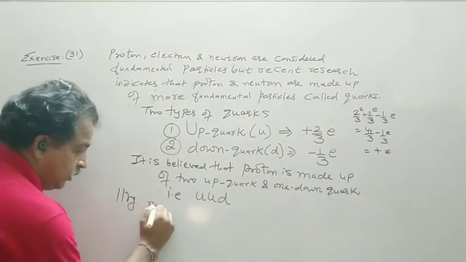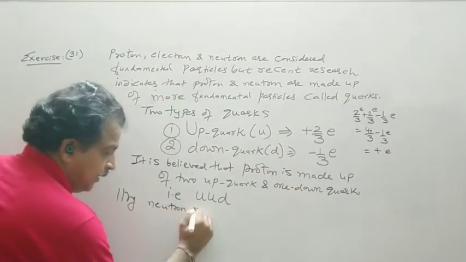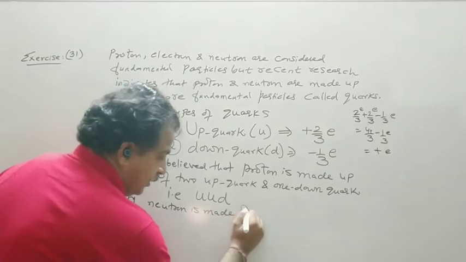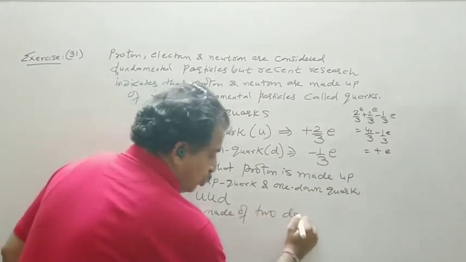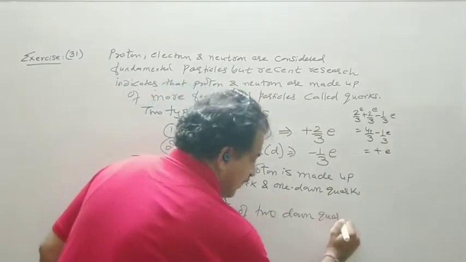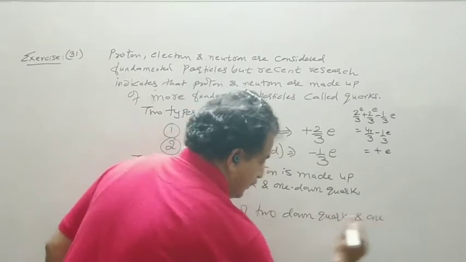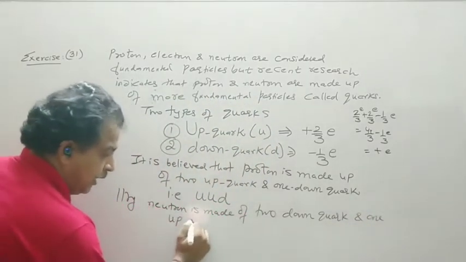Similarly, a neutron is made up of 2 down quarks and 1 up quark.